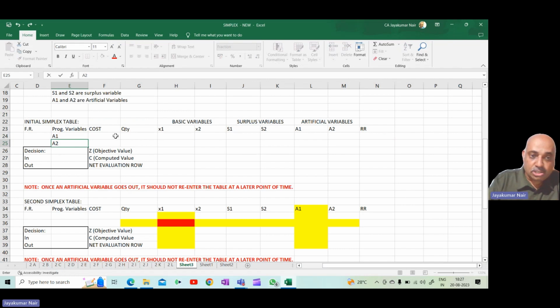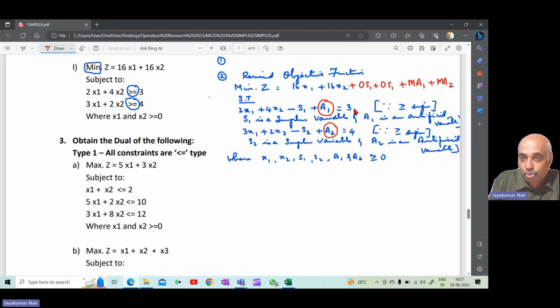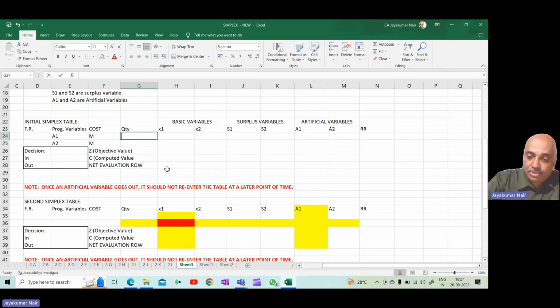And what is the cost? Cost is M, and here also M. Now, what is the quantity? Quantity is the right-hand side value of the constraint. So it is 3 here and 4. So I'm going to write here 3 and 4.